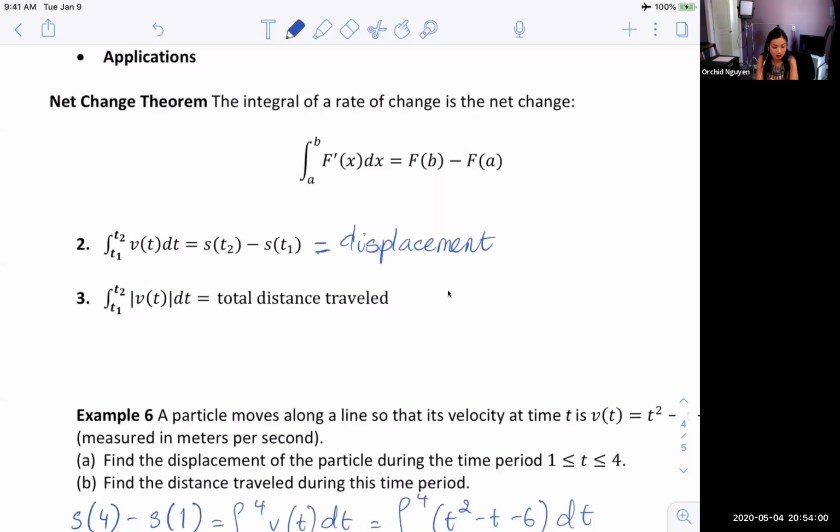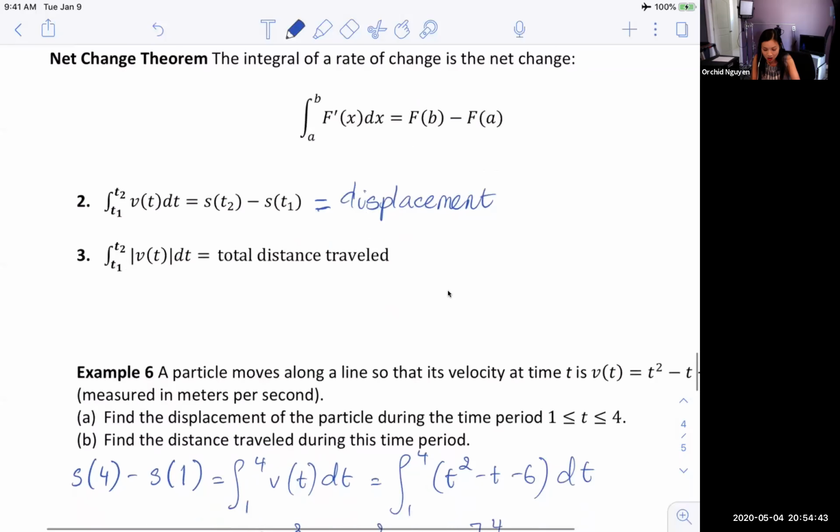Now, if you want to calculate the distance the object travels during the time interval, we have to consider the intervals when the velocity is positive. When the velocity is positive, that means the particle moves to the right. When the velocity is negative, that means the particle moves to the left. Anyway, in both cases, the distance is computed by integrating the absolute value of v of t. And then you see that I put the absolute values right there. So we have the total distance traveled, but we have to put the absolute values because we have to consider the negative and the positive.